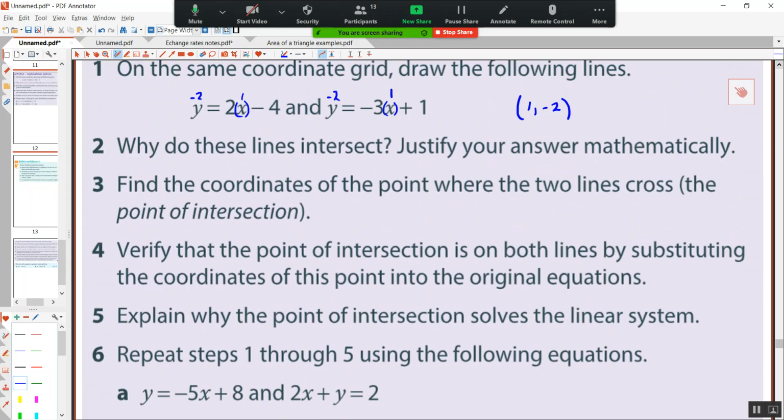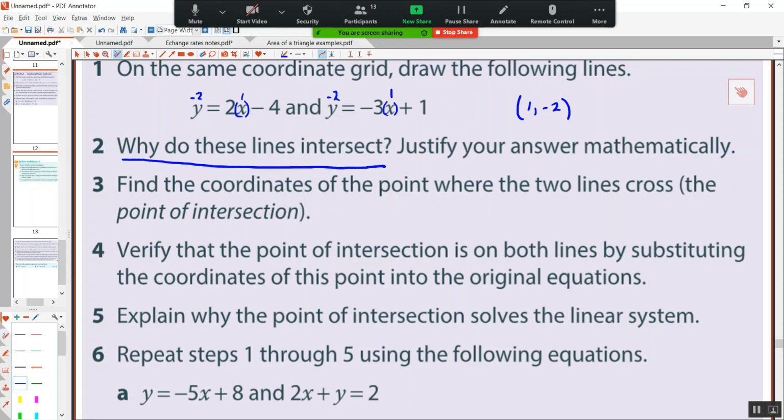Can I just ask you guys, why do they intersect? Here's the question. Why do they intersect? What did you put? Different slopes. Okay. So what does that mean in any more detail? They're not parallel. Yeah. So it means that one is increasing or decreasing at a different rate than the other.